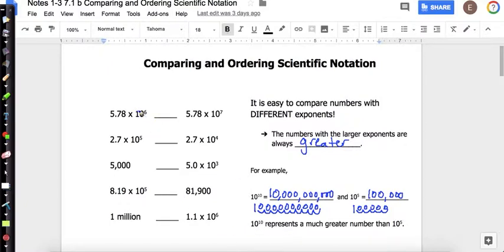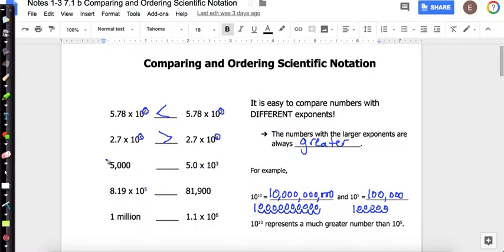Okay, so let's look at these. They're both written in scientific notation. So look at the exponent. We compare 6 to 7, and we say that this is less than that. Okay, look at the exponent. 5 and 4. How does 5 compare to 4? It's greater than.